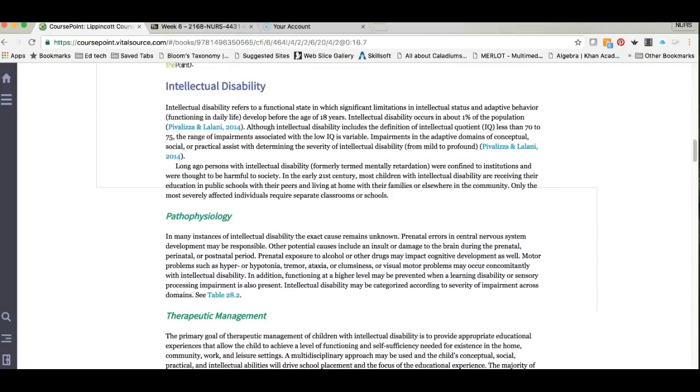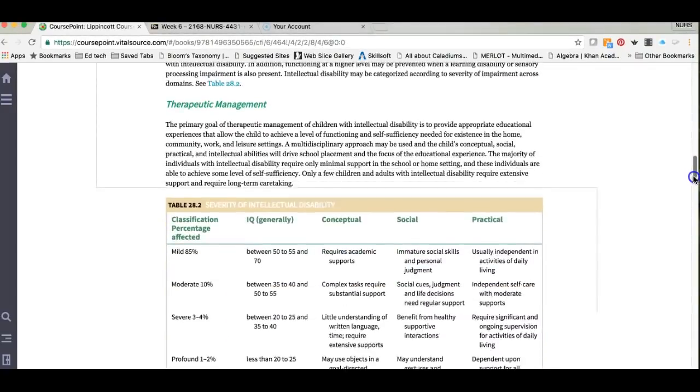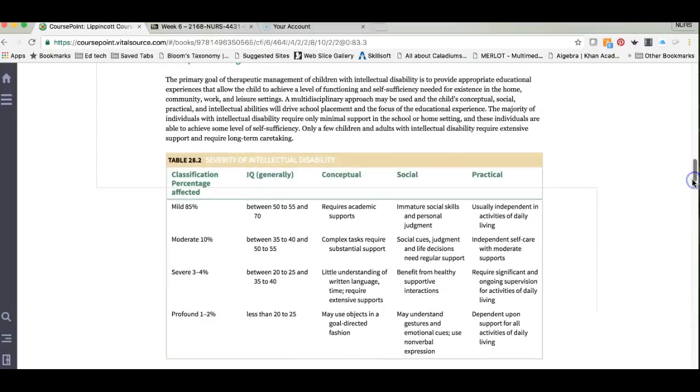All right, intellectual disability, again, we talked about that. It's the new politically correct term for mental retardation. Here's your classifications. You don't need to know your classifications, okay? Just know that there are varying degrees.